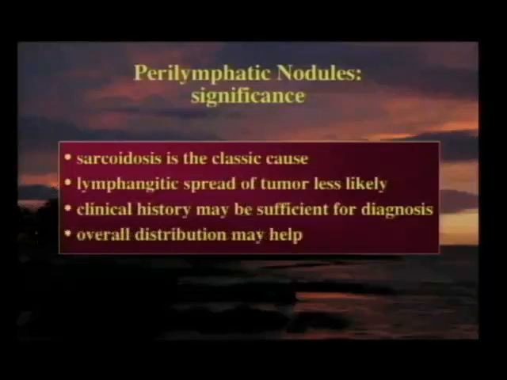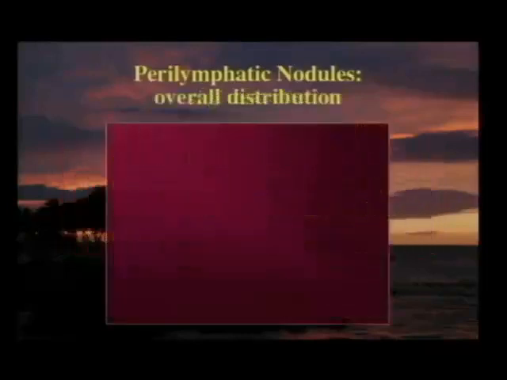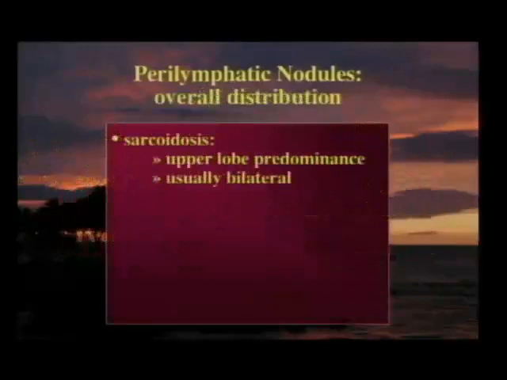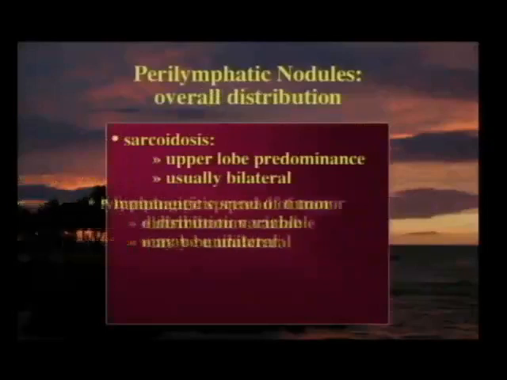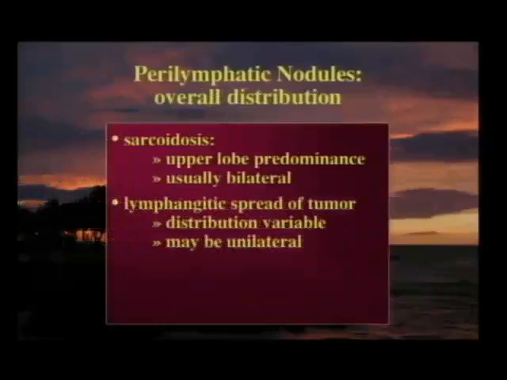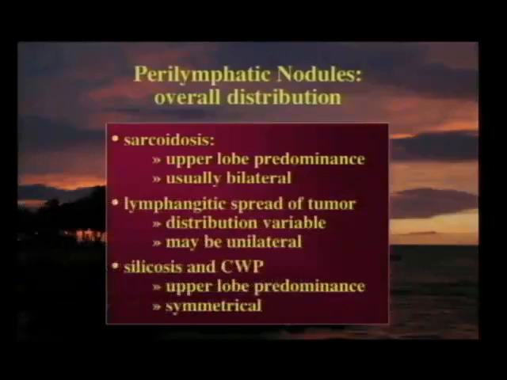And then the overall distribution may help in narrowing the differential diagnosis, and by that I mean whether it's upper lobe or lower lobe, unilateral, bilateral, those sorts of things. Sarcoid typically has an upper lobe predominance and is usually but not always bilateral, and it may not uncommonly be asymmetrical. Lymphangitic spread of tumor has a variable distribution, may be upper lobe, may be lower lobe in predominance, and may be unilateral in some cases, particularly those with lung cancer. Silicosis and coal workers' pneumoconiosis, the disease has a distinct upper lobe predominance and it will be symmetrical.